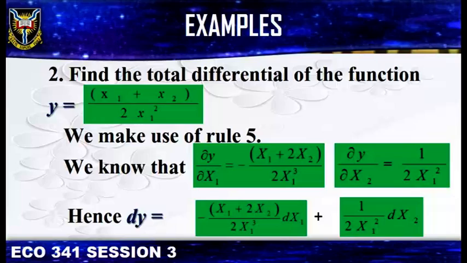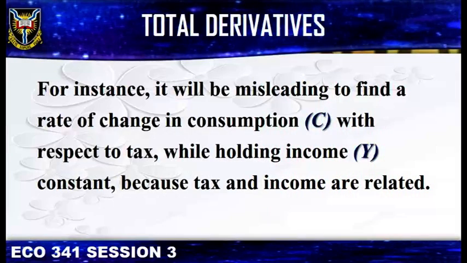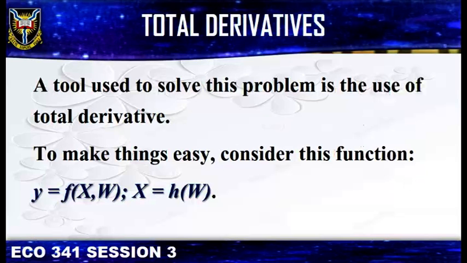Total derivatives. In some cases, it is possible to discover that one of the independent variables is actually dependent on another independent variable in the model. For instance, it will be misleading to find the rate of change in consumption C with respect to tax while holding income Y constant, because tax and income are in some sense related. A tool used to solve this problem is the total derivative.